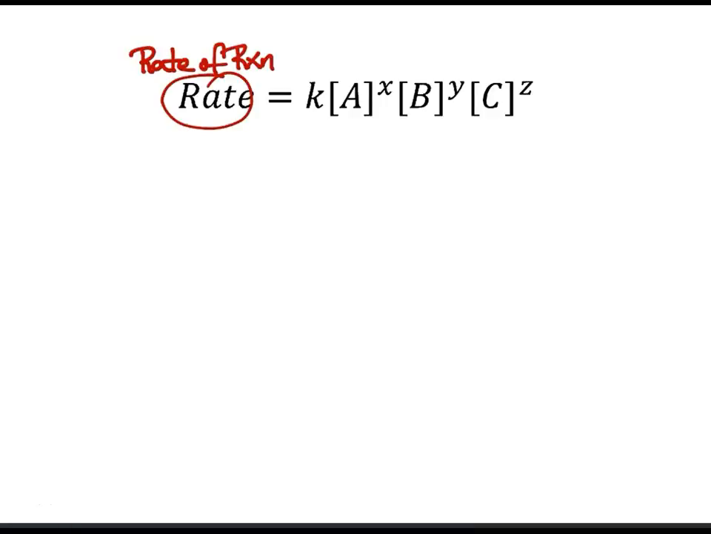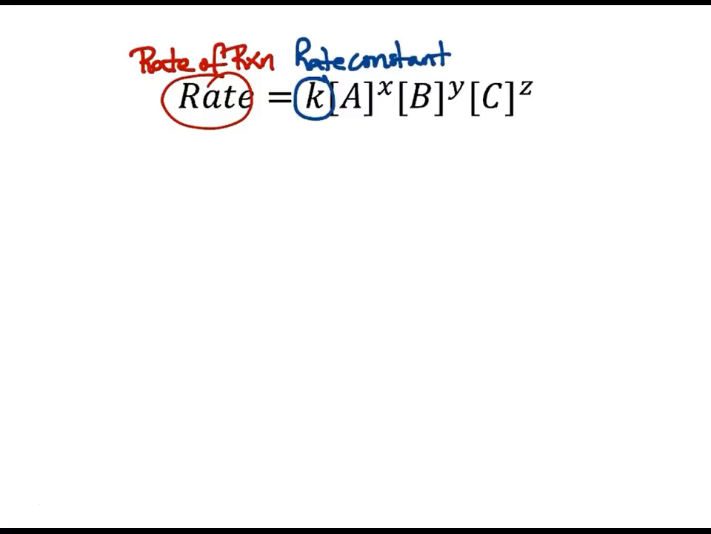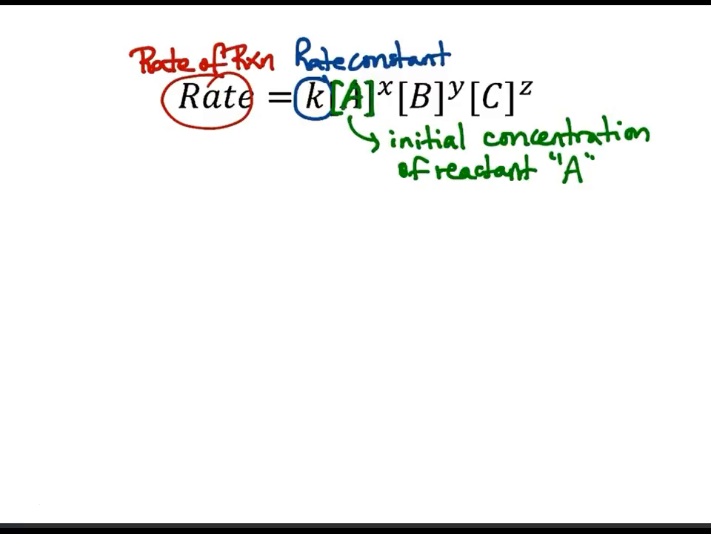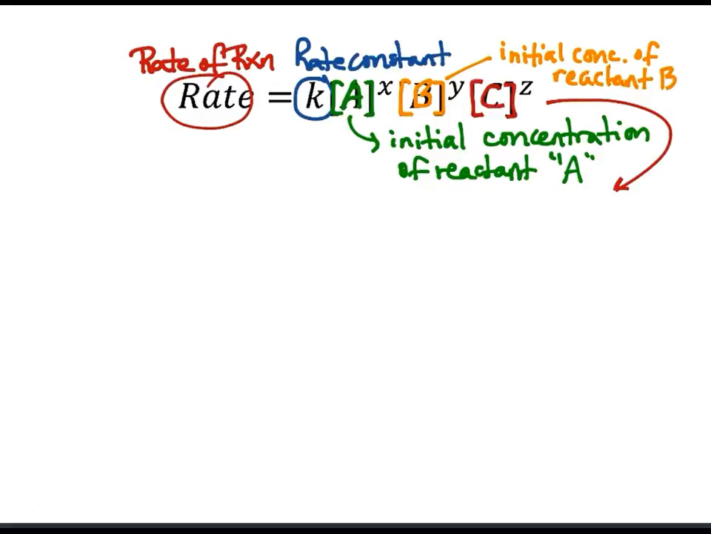That's the rate of the reaction. Lowercase k is the rate constant. It's a constant for a given reaction at a given temperature. The bracket A is the initial concentration of reactant A. The brackets with B in it is the initial concentration of reactant B. And then C in brackets is the initial concentration of reactant C.